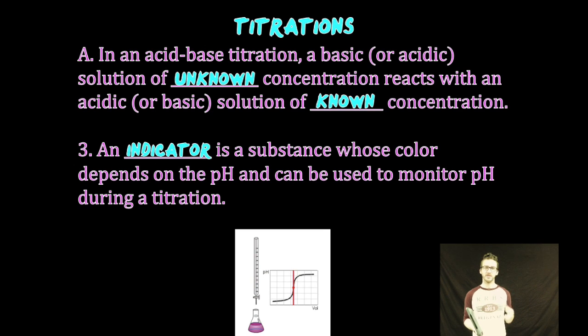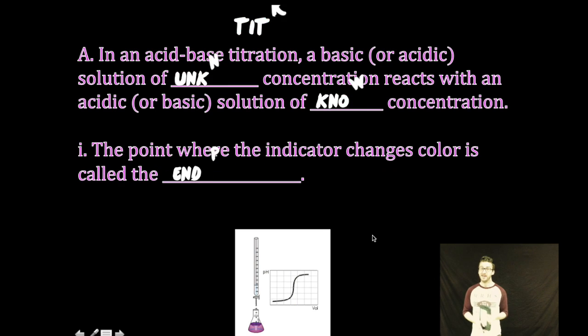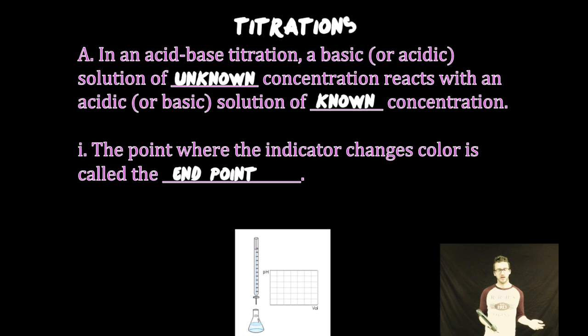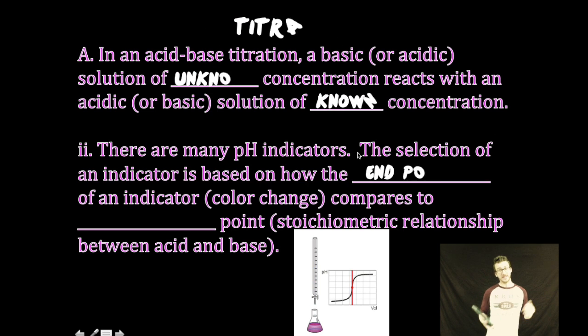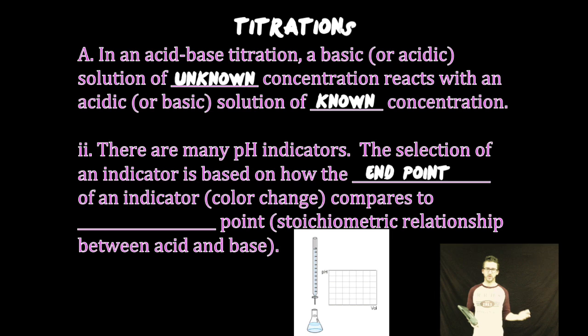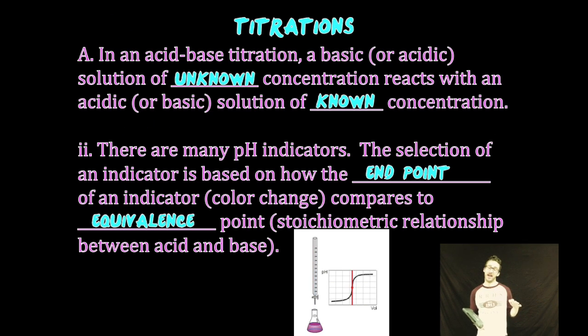It's important to recognize that we're not always going to monitor the pH throughout the titration. Many times we're just looking for the amount of acid or base required to reach the equivalence point. So often we will use an indicator whose color depends on the pH and can be used to monitor the pH during a titration. Now, the point where the indicator changes color is called the end point. And ideally, you choose an indicator whose endpoint, or the point at which the color change occurs, happens at approximately the same pH that the equivalence point will occur. This way you can determine the stoichiometric relationship visually by observing that color change.